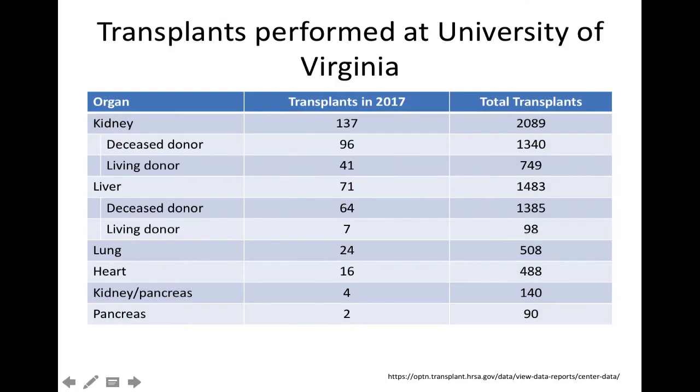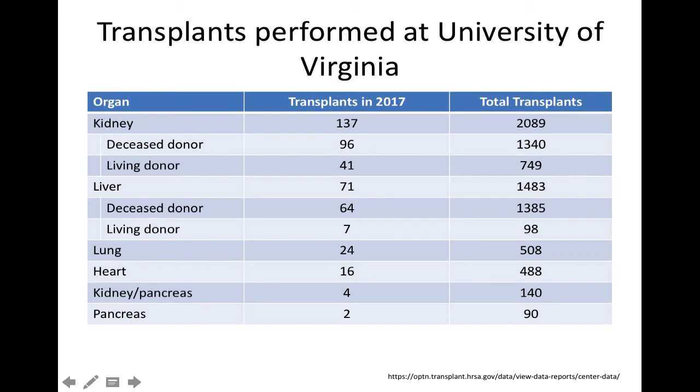Okay. So how many transplants are performed at University of Virginia? We are a center that is growing, and in 2017 I have the numbers listed here for the number of transplants that occurred. So you can see we did about 137 kidney transplants, and I have the breakdown of deceased versus living donors. So 96 deceased donor cases and 41 living donor cases. Our kidney program is our most active program, and since the initiation of kidney transplant at University of Virginia in the late 80s, we've done almost 2,100 kidney transplants.